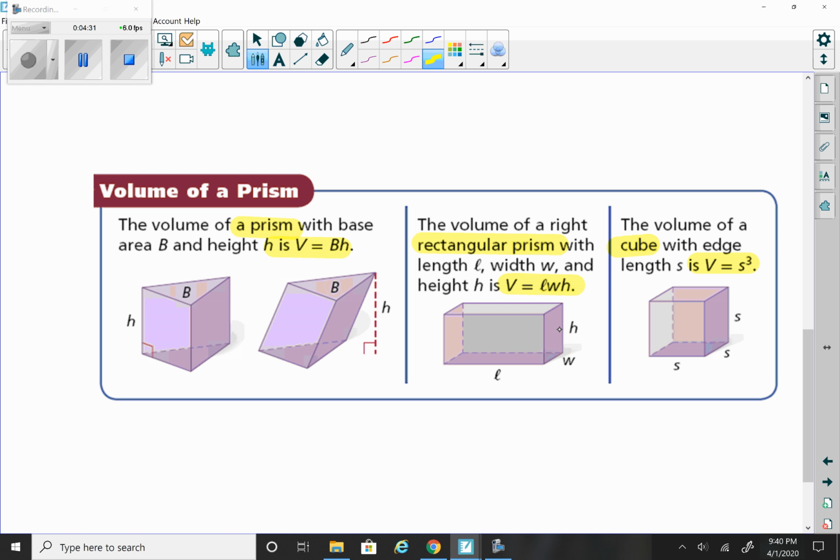And then finally, a special one here, a cube. Because your dimensions are all the same, the length, width, and height are all the same value. It's just the side times the side times the side, which is the side cubed. So why don't you just pause the video for a minute here and make sure you have those three formulas jotted down.